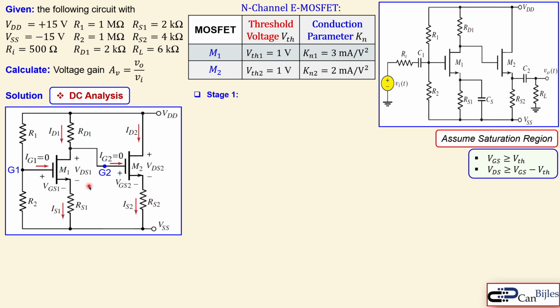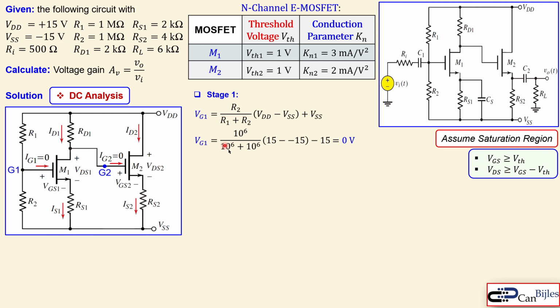So we start first with the first stage, which is this part. We know that VG1 at this node can be calculated using the voltage divider rule, because this branch has 0 amps, which means it is an open circuit. So we can apply the voltage division formula. It is R2 over R1 plus R2 times the voltage difference, plus VSS, because it is also level shifted by VSS. Now if I substitute the values given here, we have exactly 0 volts.